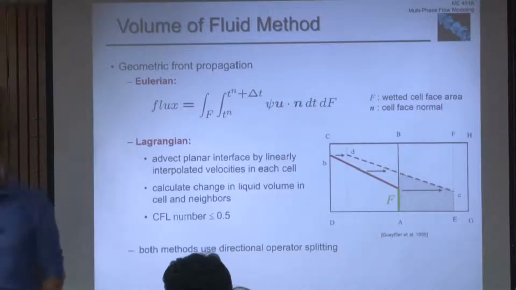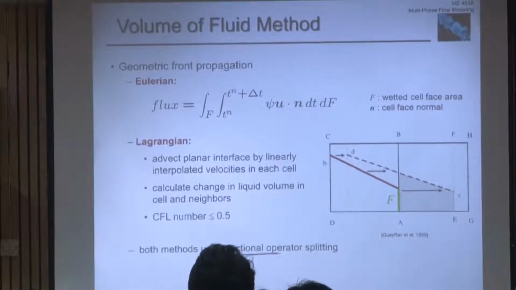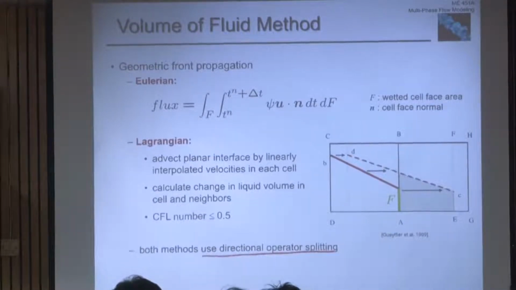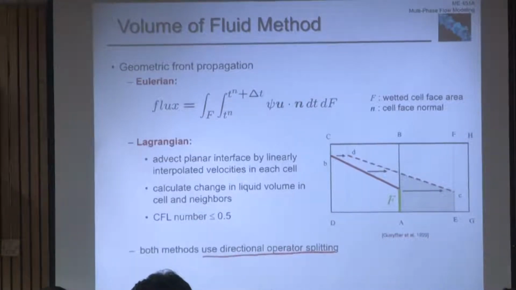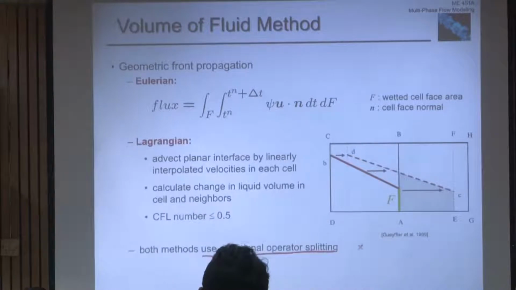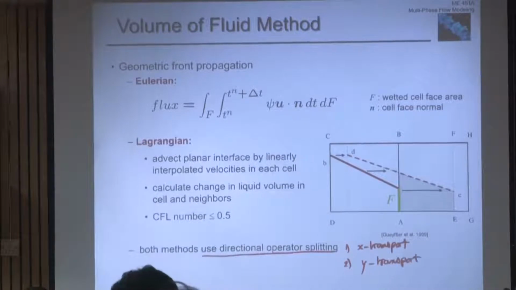So first of all, I'll say explicitly that we'll make use of directional operator splitting, which means that we'll not do transport in the form of a one-step convection treatment, but we'll do three transport steps. First, a transport step in x only, while setting the velocity in the y and z components to zero, then a transport step in y only while setting the x and z components of the velocity to zero, and then in z only. So we're going to do x transport, y transport, followed by z transport.